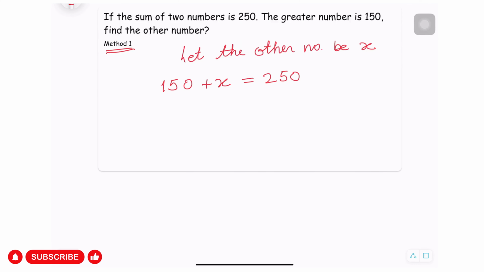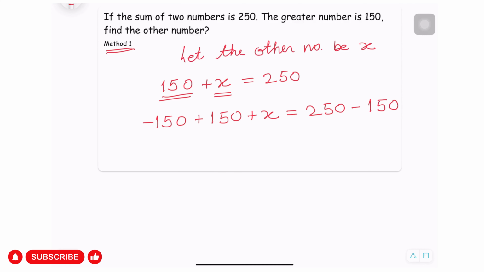Now we have this equation and we want to find x. See, the first method is, we want to eliminate 150. We want to have x only on this side of equal. So what we will do, we will put minus 150 on both sides. If we are putting the same number on both sides, it is not going to make any difference, right? Because we are putting the same number on both sides of the equation.